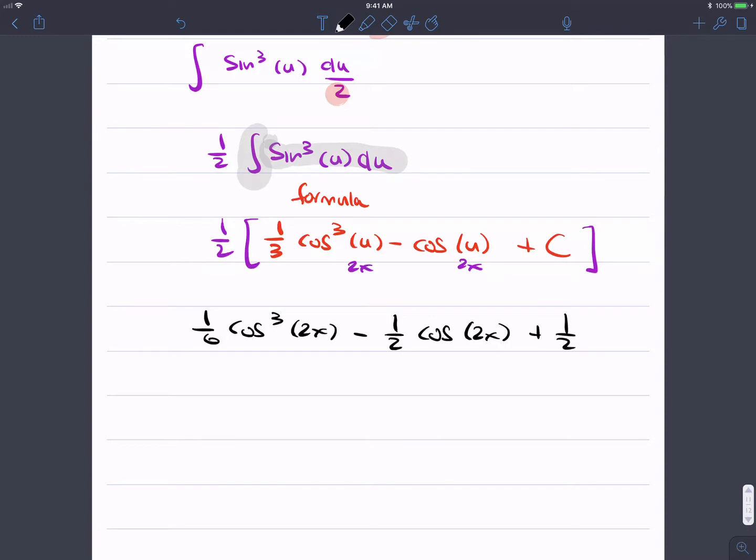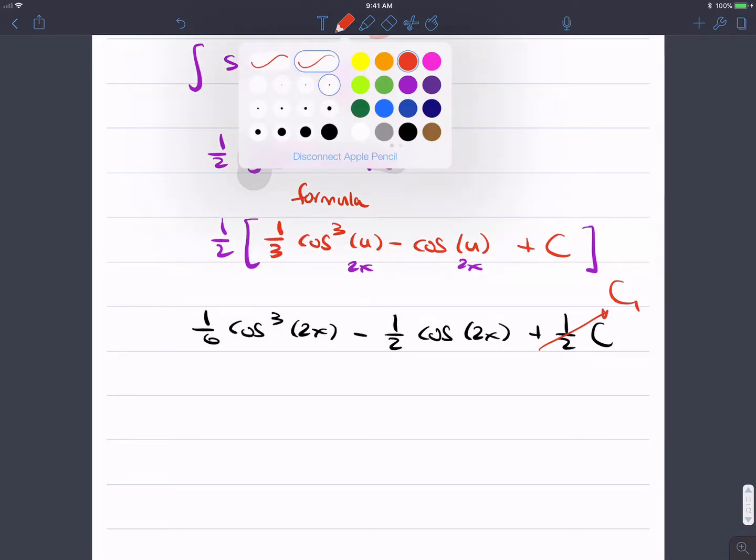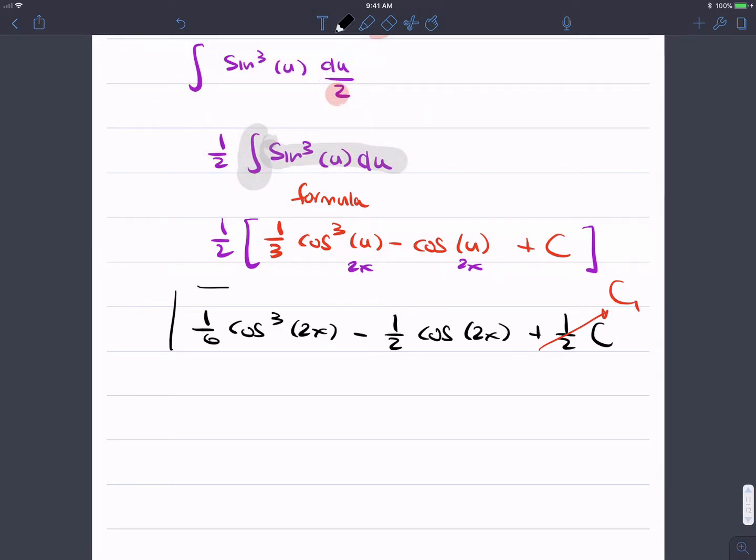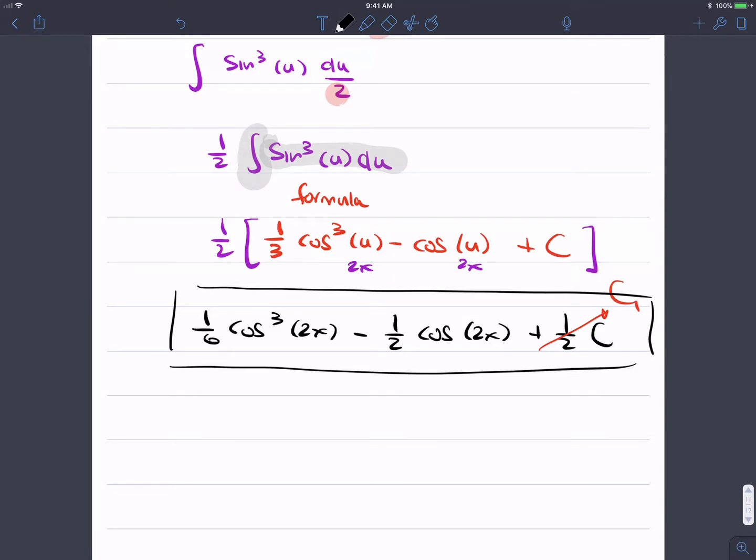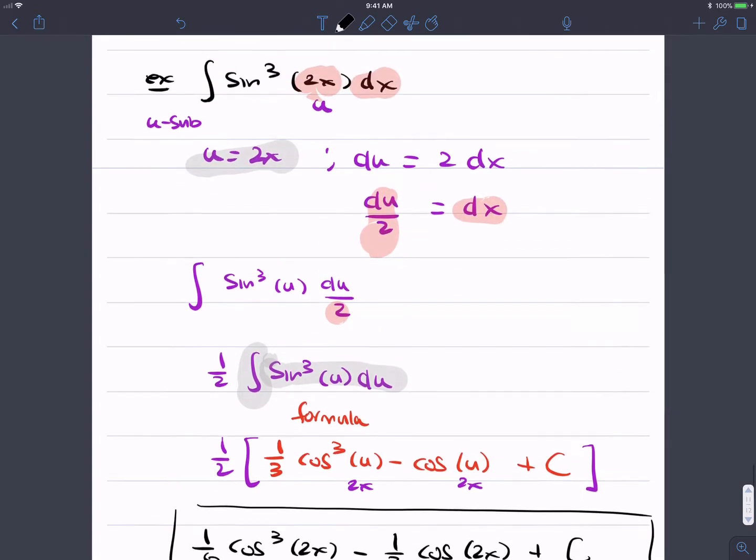You can say plus 1/2 c, but as you guys know by now, we could just replace this 1/2 c with just a c for constant, or a c1. We've discussed that in class. It doesn't matter. Or a letter d. It is a constant. So call it c, c1, whatever you like. Let's do this cleaner. I'm going to call this simply c. But this is how we do some u sub problems.